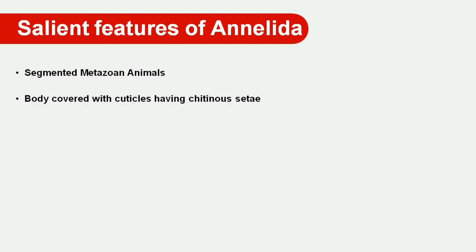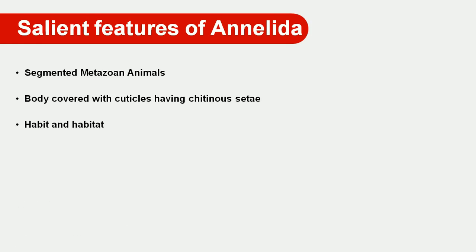Then what are the salient features of the phylum Annelida? Annelida are segmented metazoan animals. There is a group of cells, a metazoan animal with a segmented body, that we can observe in the Annelida. The body of this Annelida is covered with cuticle. They have setae that arise from the ventral side. These setae are used as a locomotor organ and sensory organ of the Annelida.